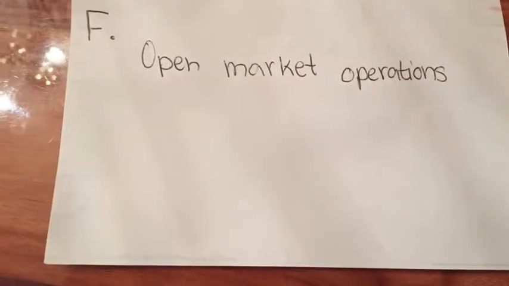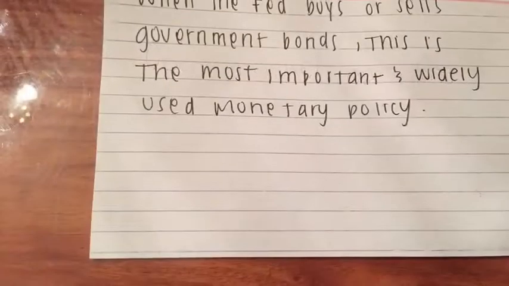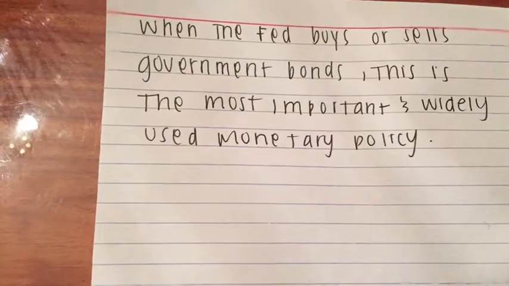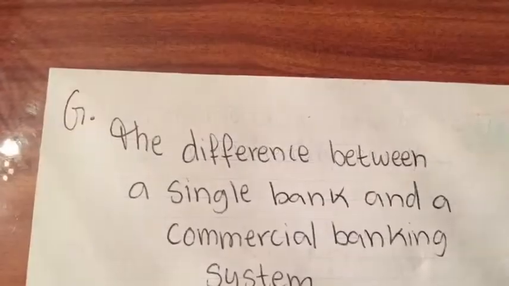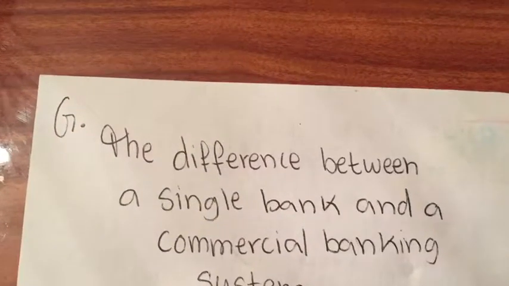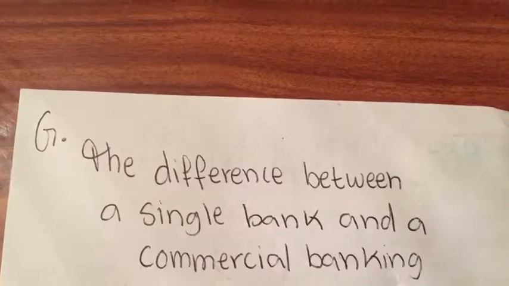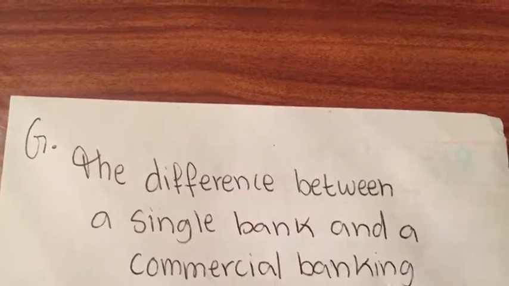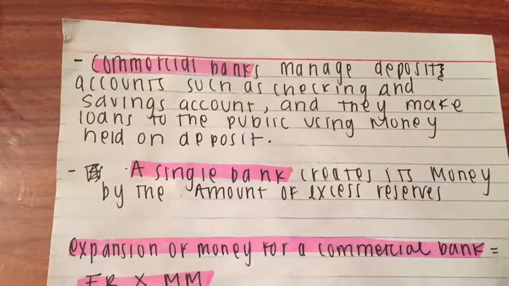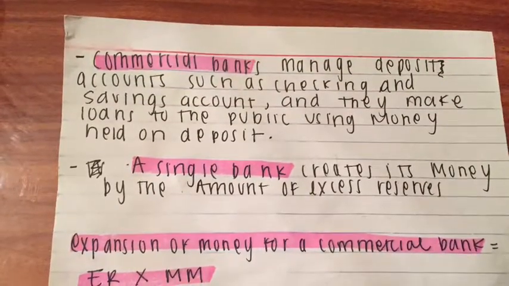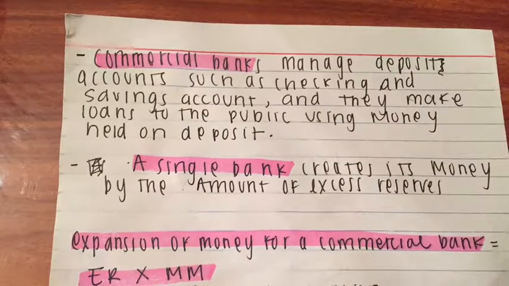An open market operation is when the Fed buys or sells government bonds. This is the most important and widely used monetary policy. Now we're going to discuss the difference between a single bank and a commercial banking system. With commercial banks, they manage deposit accounts such as checking and savings accounts, and they make loans to the public using money held on deposit. A single bank, however, creates its money by the amount of excess reserves.